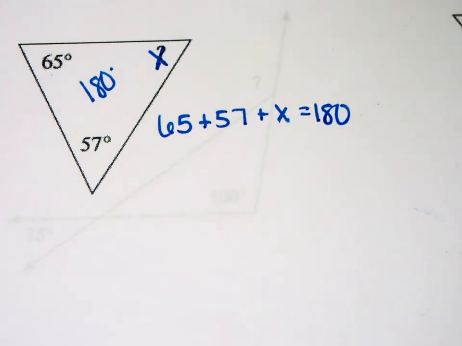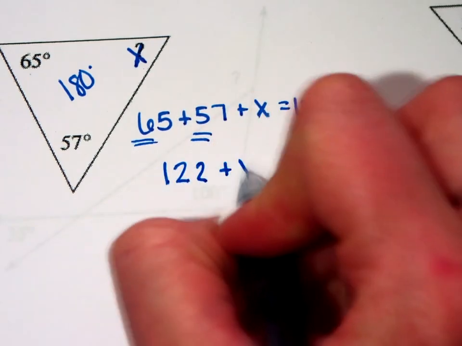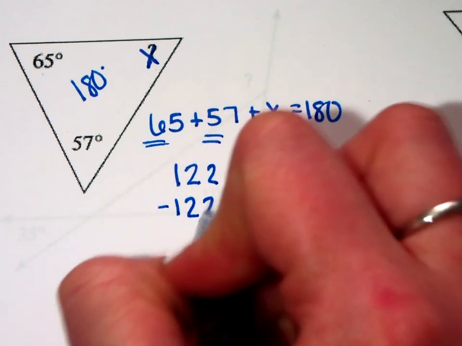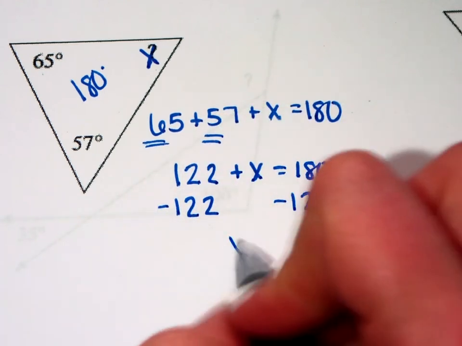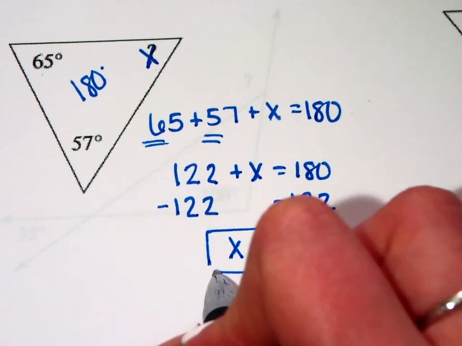All I'm going to do from here is combine those like terms together. So I have 65 plus 57. They're on the same side. I'm going to combine. I get 122 plus x equals 180. Subtracting 122 from the other side gives me a value of 58. So my question mark is 58.